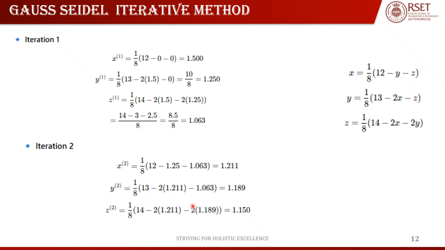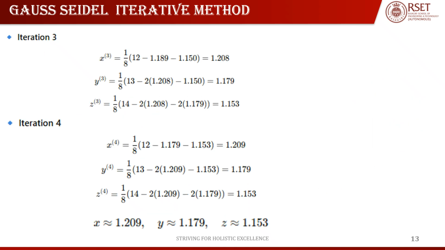Similarly, to get y2, now you have x2, so you'll substitute the value of x2 here, and substitute the value of z1 here. And to get z2, you have the values of x2 and y2, so substitute them here and get the values of x2, y2 and z2. Now going for iteration 3, similarly do it: what is x3? Substitute here the values of y2 and z2. Then x3 and y3 can be substituted similarly. Do iteration 3, and you are asked to do 4 iterations.